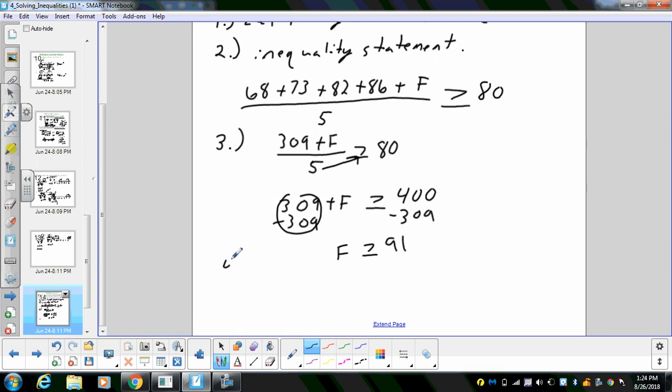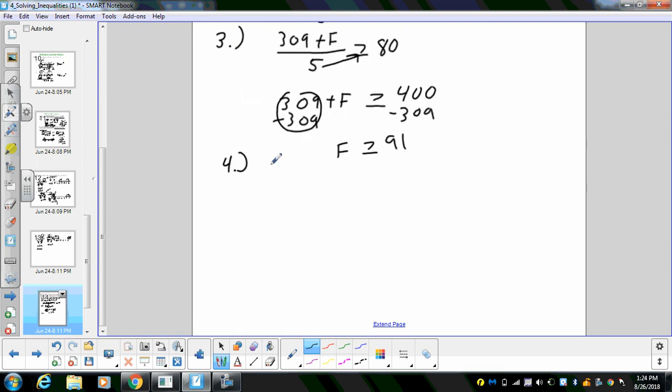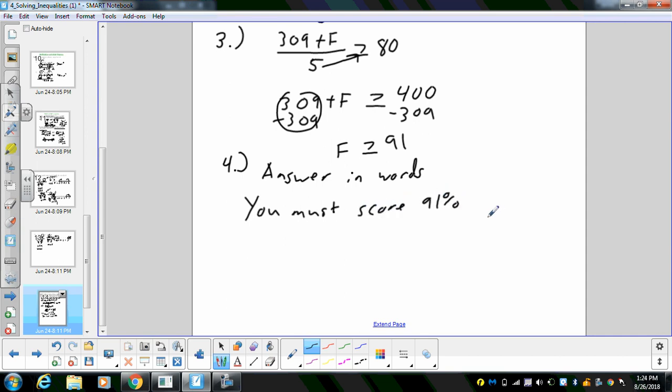All right, so let's write that in words then. Answer in words. So you must score 91% or more to keep an average of 80%.